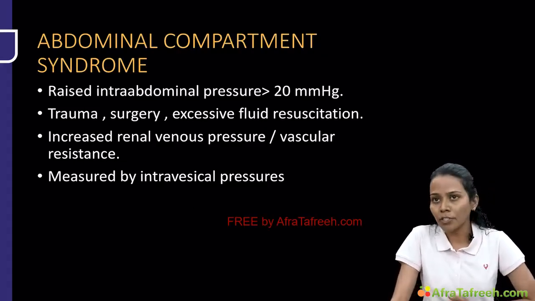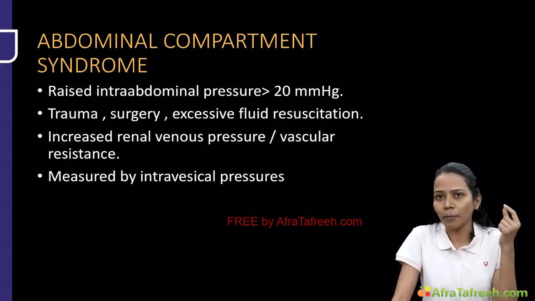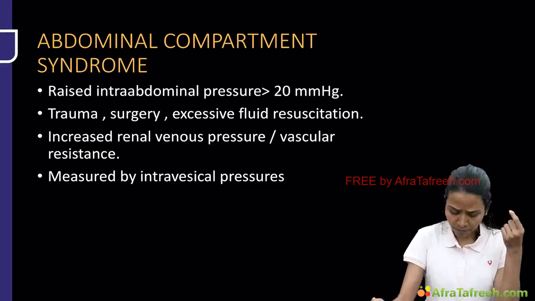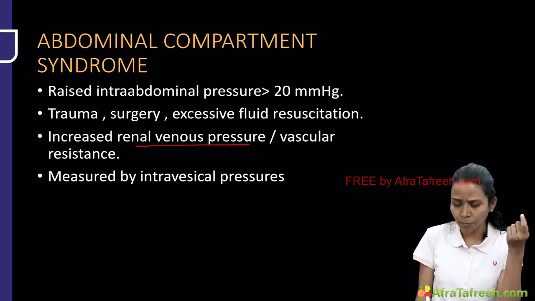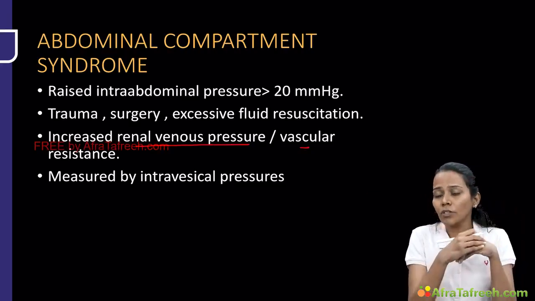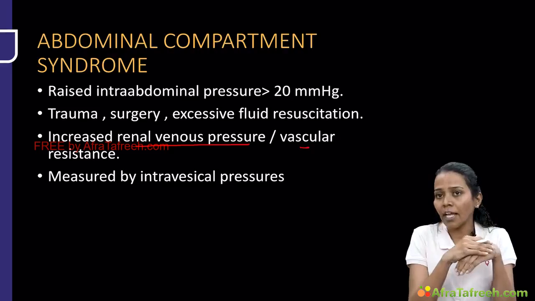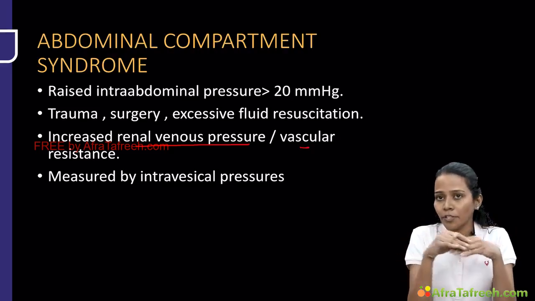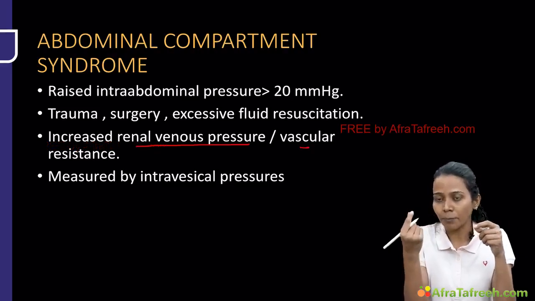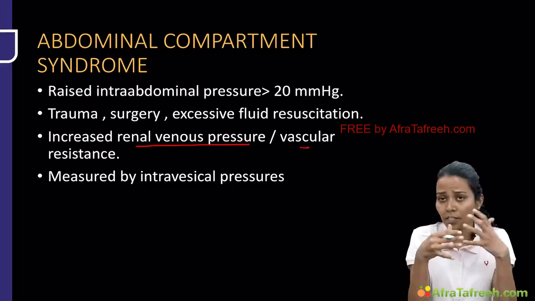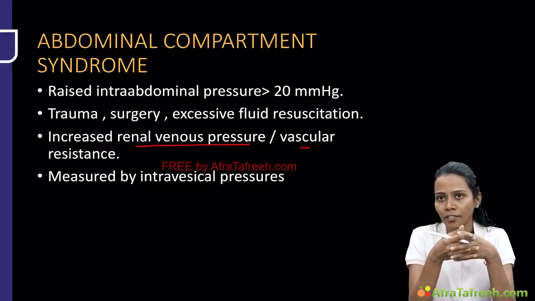Now abdominal compartment syndrome: what happens is the intra-abdominal pressure elevates to more than 20 mmHg. So this compresses the renal vein, and there is going to be increased renal venous pressure and vascular resistance. So the blood is not coming out of the renal vein. That increases the pressure inside the kidney and that causes AKI. Okay. So to measure the intra-abdominal pressure, we actually measure the intravesical pressure. Now this is seen in trauma or when there is excessive surgery or when there is excessive fluid resuscitation.